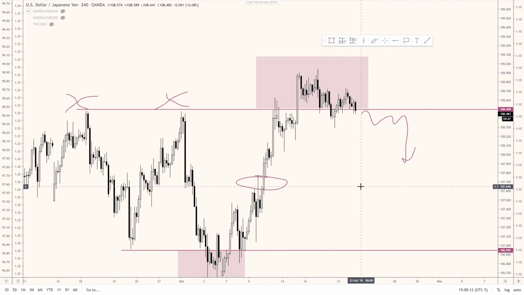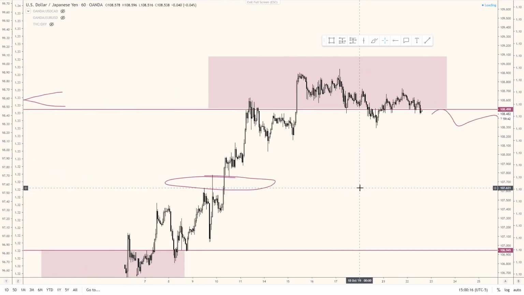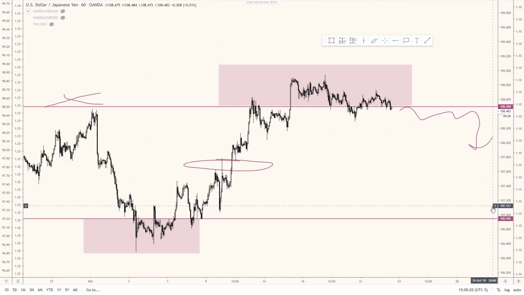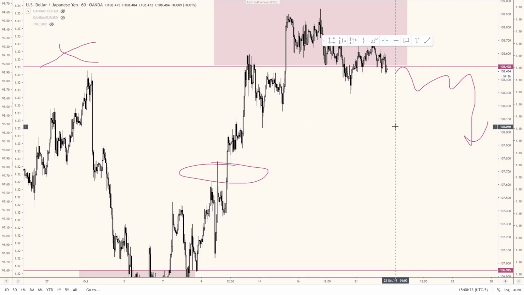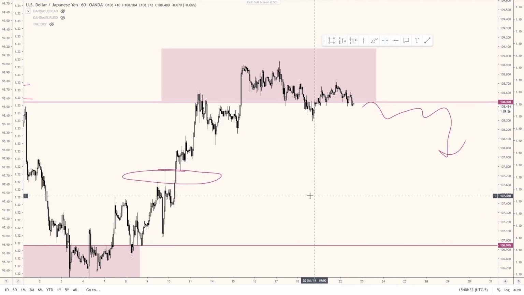From the 4-hour, all I'm doing now is zooming into the hourly and the 15-minute. The hourly is alright, but the 4-hour is really where I'm taking most of my trade setups. It's where I frame my trade parameters. So the hourly is nice, but really the 4-hour is where it's at.